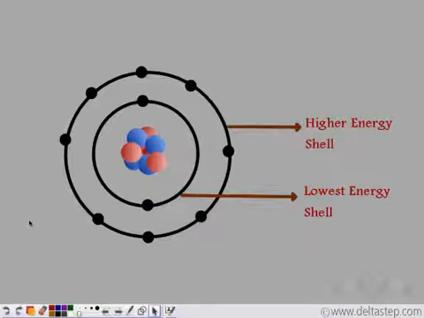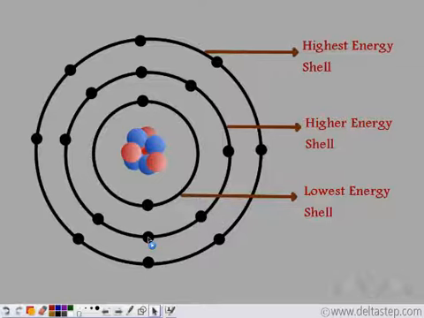This shell, that is the L shell, has more energy than the first shell. When this shell gets filled, the electrons go to the next shell, that is the M shell, which has the highest energy out of these 3 shells. As the size of the shells increases, the energy of the shells also increases. So we see that the electrons occupy the shells in a stepwise manner. That is, first the K shell gets filled, then L, M, N, and so on.